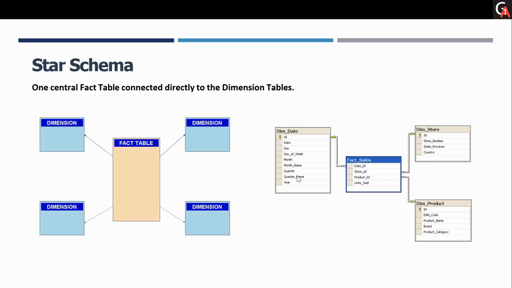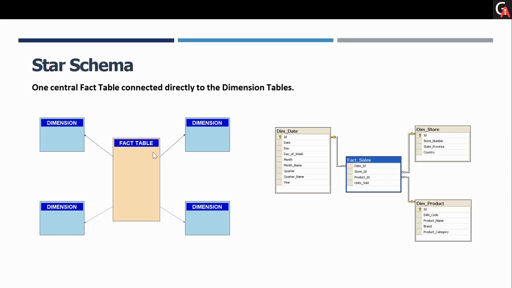First one is a star schema, second one is a snowflake, and third one is a galaxy schema. So let us look at each and every schema one by one. The star schema is nothing but a single fact table surrounded by dimension tables. Now you know what a fact table is and what a dimension table is.